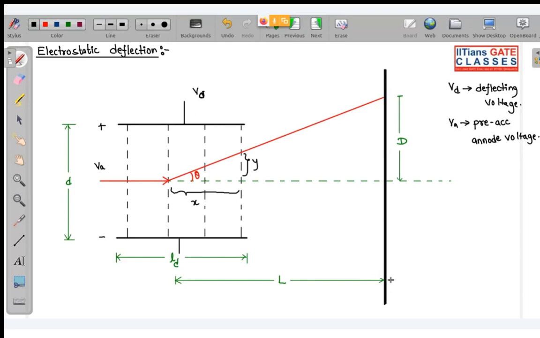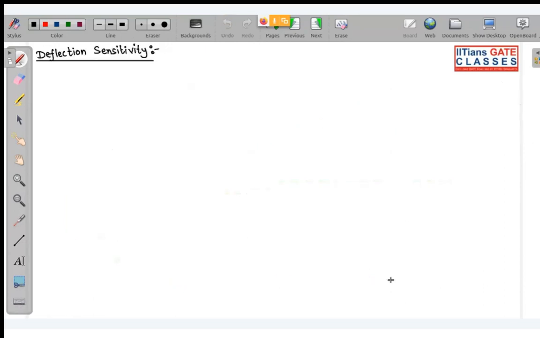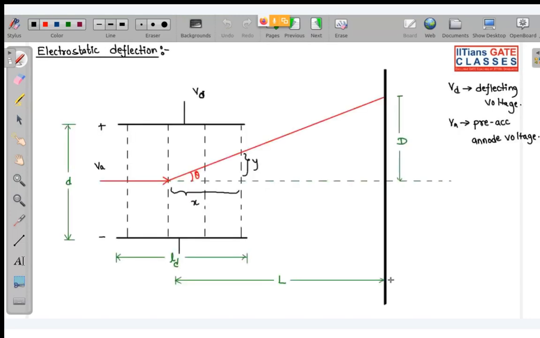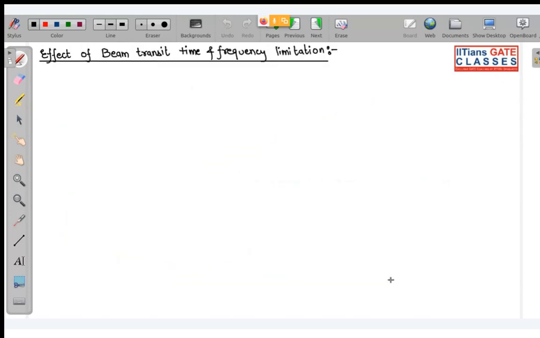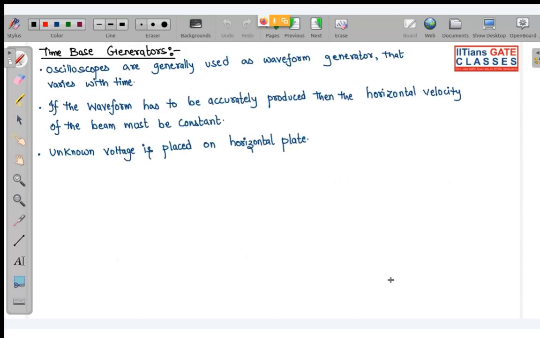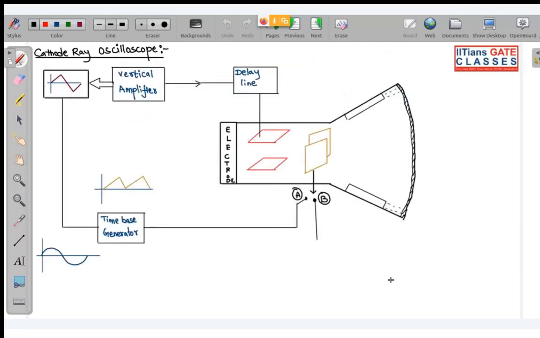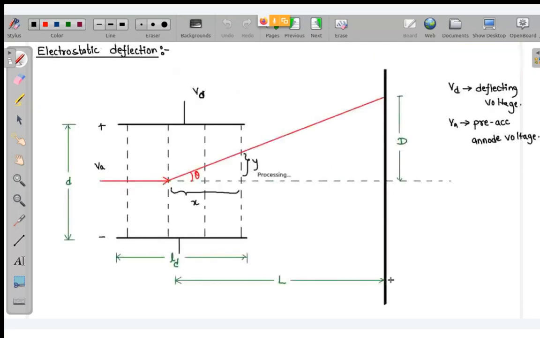So now I will start proving. Tell me, up to this point everything is clear? So after this, what we have? Deflection sensitivity. Okay, deflection sensitivity we will keep as the last topic. And after this, the effect of beam transit time, frequency limitation, time base generator, all these things we are going to see tomorrow. Tomorrow also I will be keeping one class. Tell me, up to this point, is it clear? So now let me start proving.